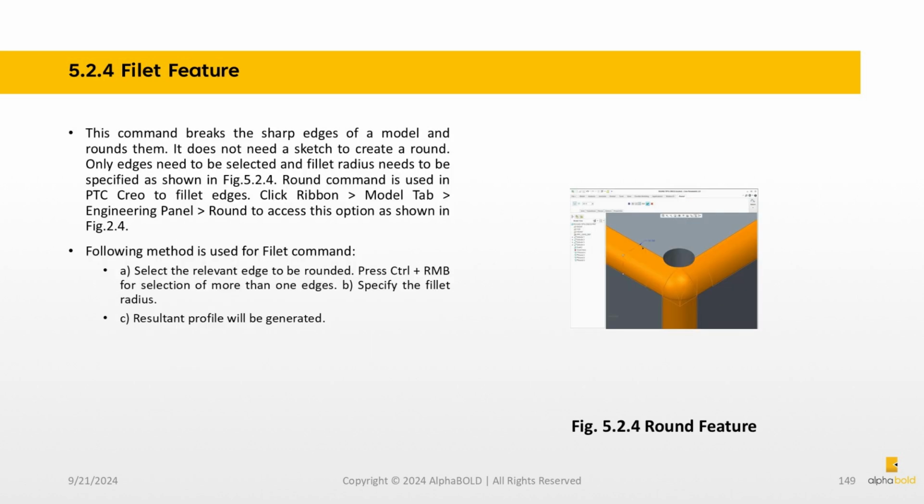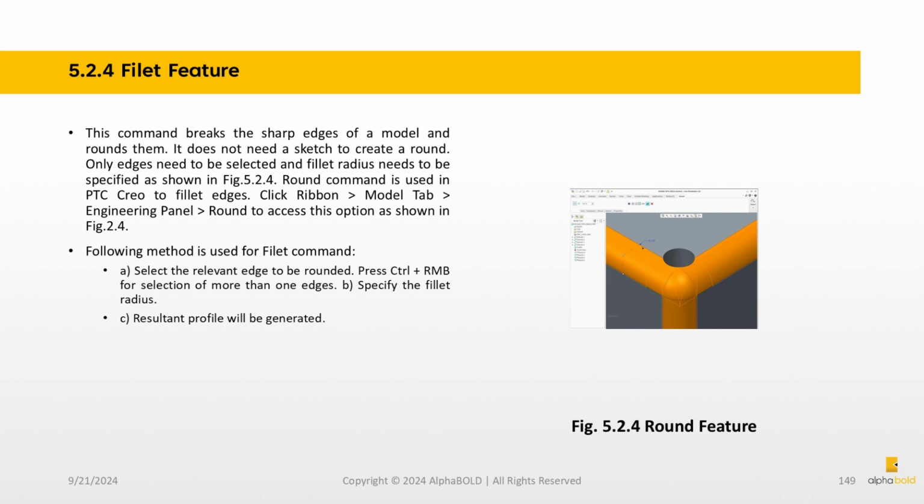Fillet Feature. This command breaks the sharp edges of a model and rounds them. It does not need a sketch to create a round. Only edges need to be selected and fillet radius needs to be specified. Round command is used in PTC Creo to fillet edges. Click Ribbon Model tab, Engineering panel, Round to access this option.